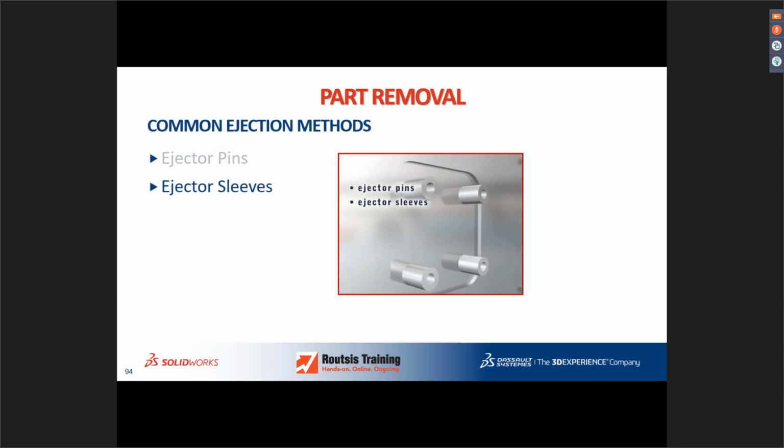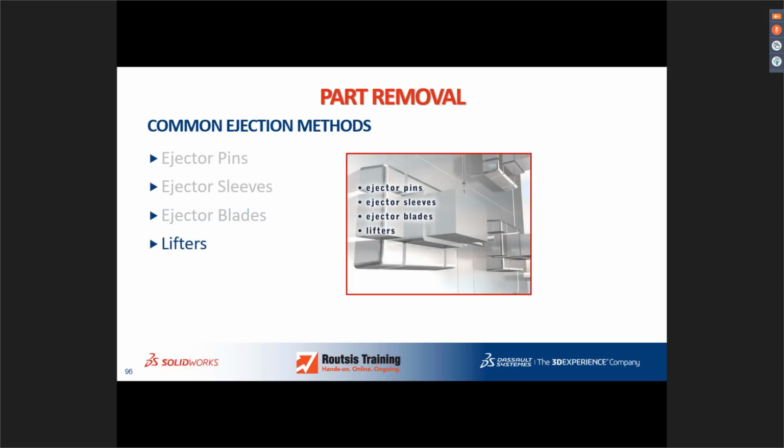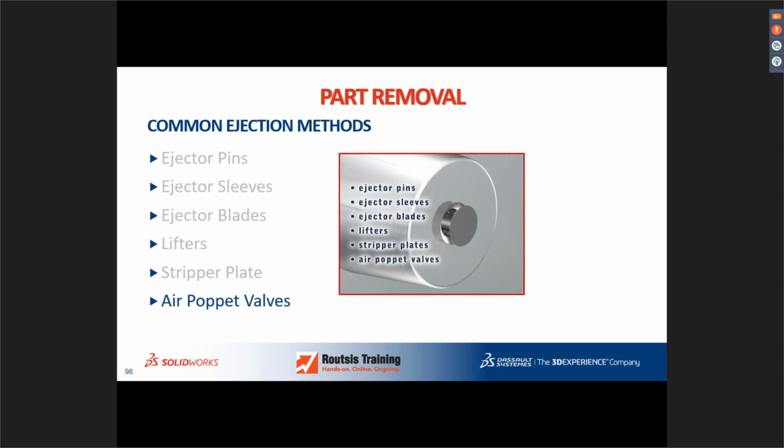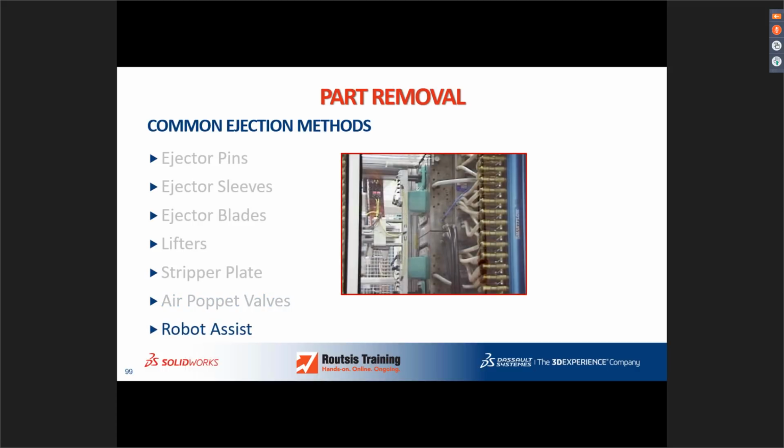Ejector pins are the most common. Ejector sleeves, ejector blades, lifters, you're moving more steel around. Stripper plate is the most uniform type of part ejection that we have. And air poppet valves, they use either to pop a part off of a mold or to assist in another type of ejection. And now with many parts, it's becoming automated.